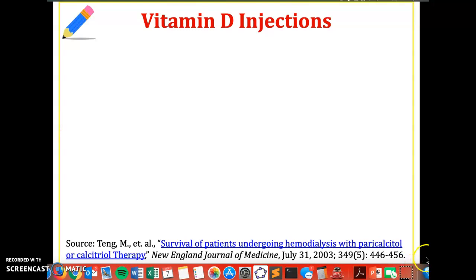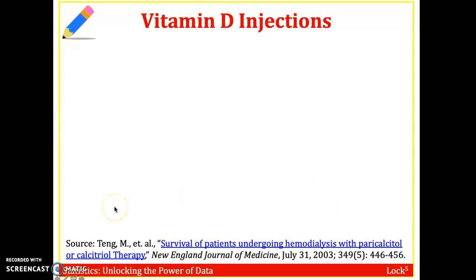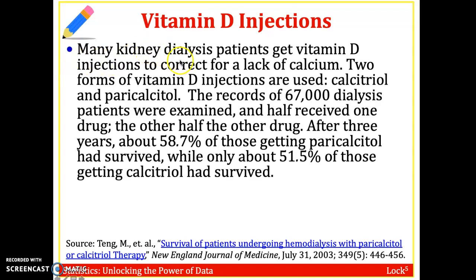Hello and welcome to the last video on chapter 2.1 from the Statistics: Unlocking the Power of Data by the 5 Locke authors. And I'm just going to go through one more example in this chapter where we're looking at 1 and 2 categorical variables. And this one involves vitamin D injections.